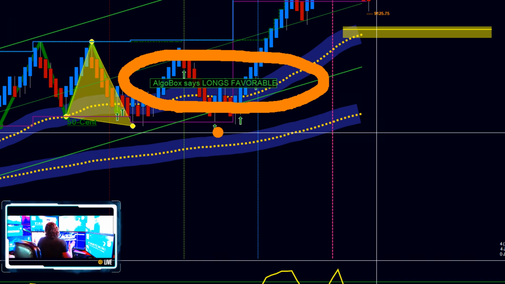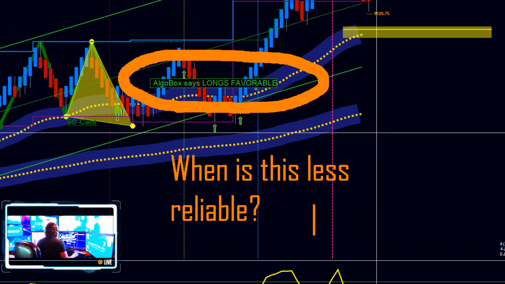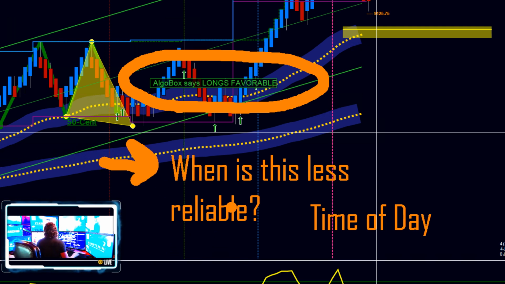Now, I'm going to talk to you tonight about a little bit of an advanced topic around this favorable thing, on when this is going to be more questionable than others. We've got some thunderstorms coming out here. So this is important, but when am I going to trade against this? When is this less reliable? Okay, there is a particular set of times of day when this is a little less reliable. This is particularly in the morning.